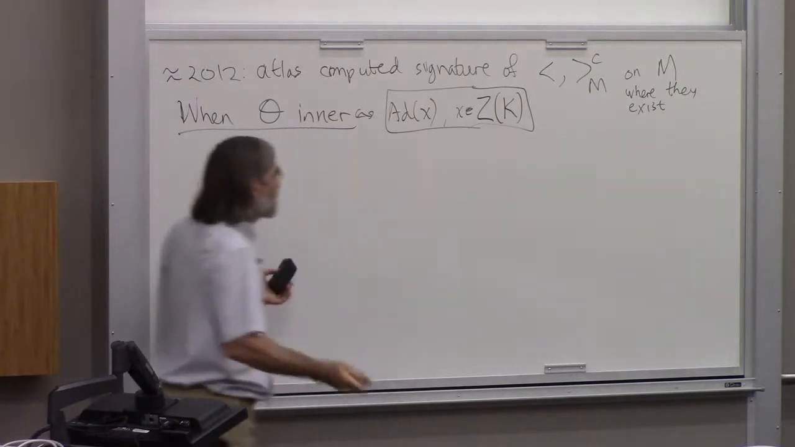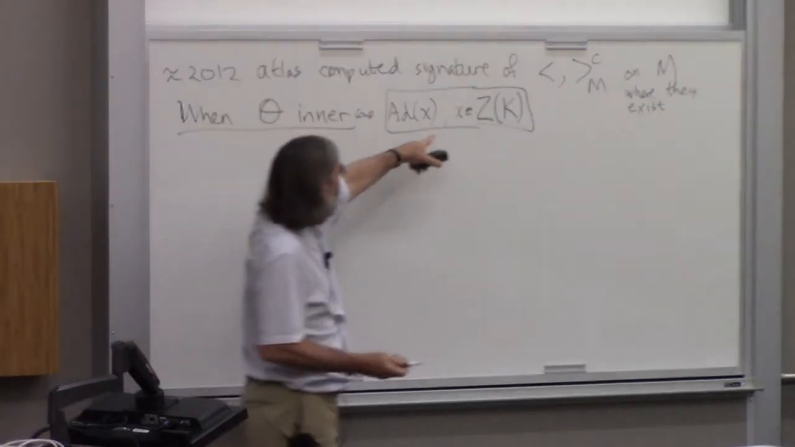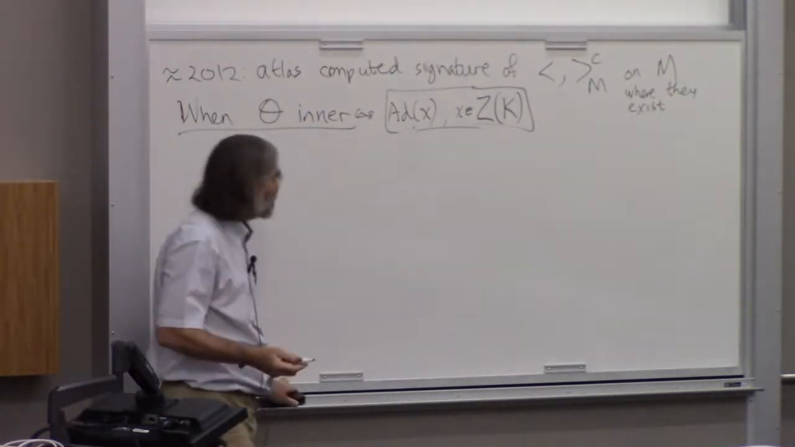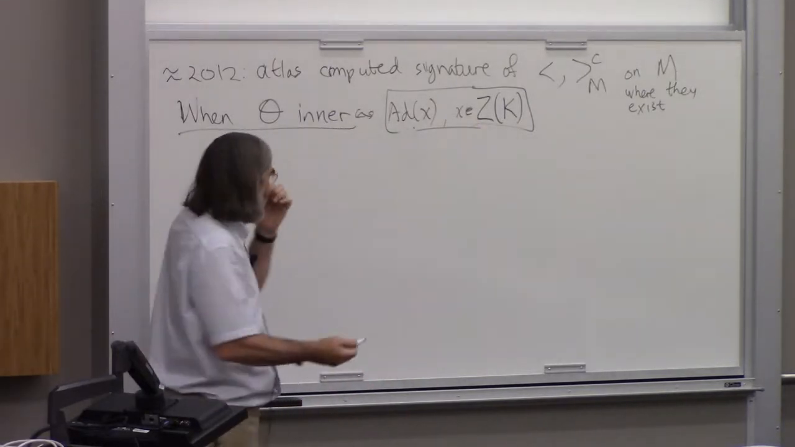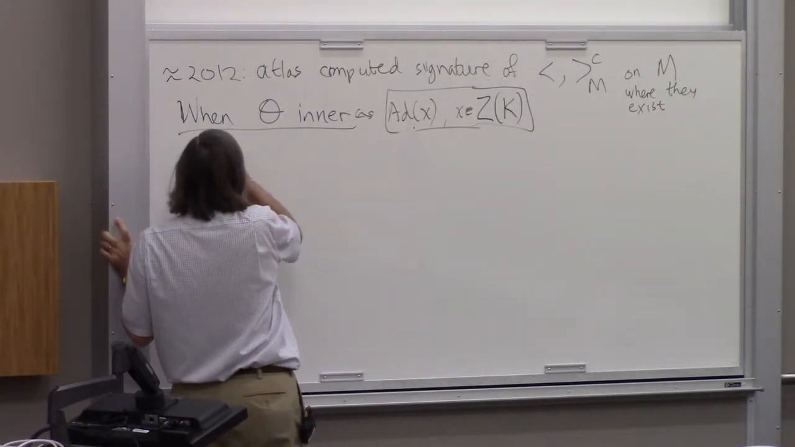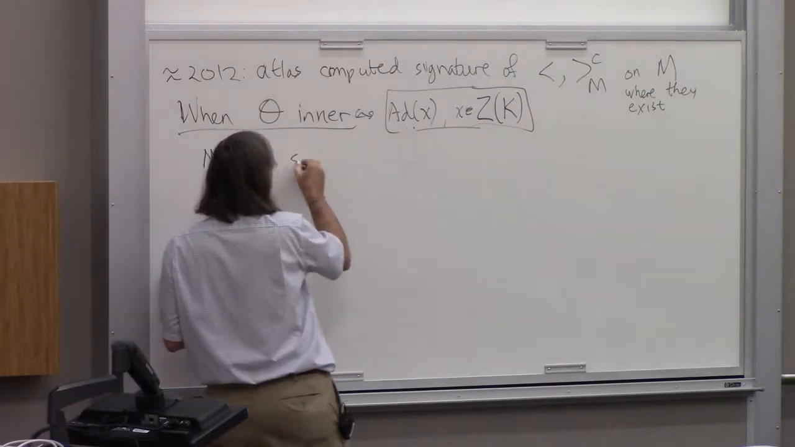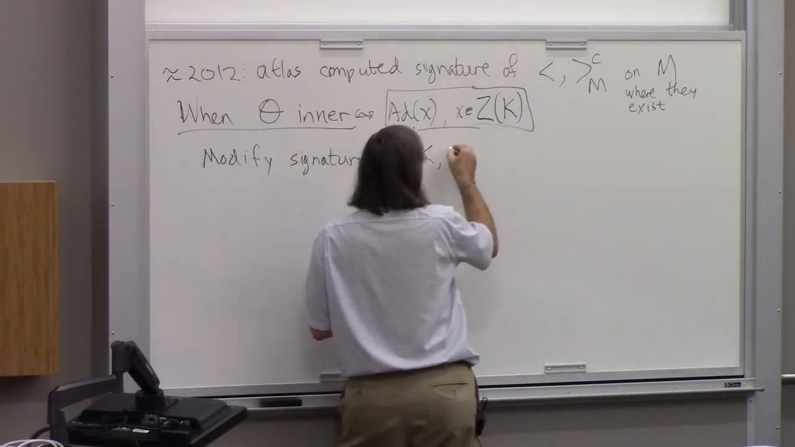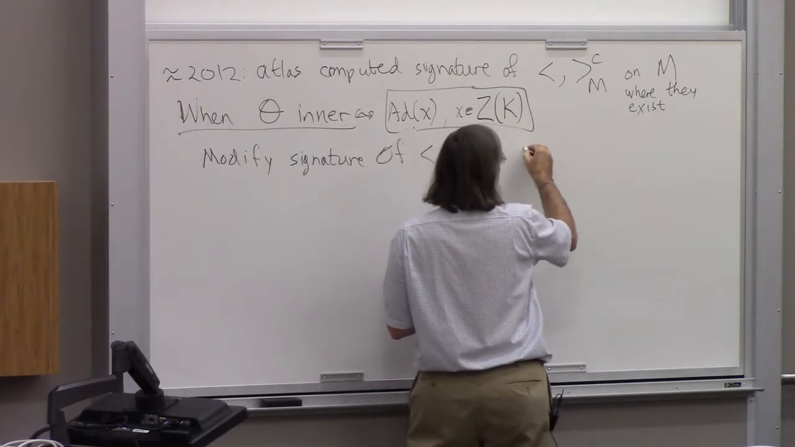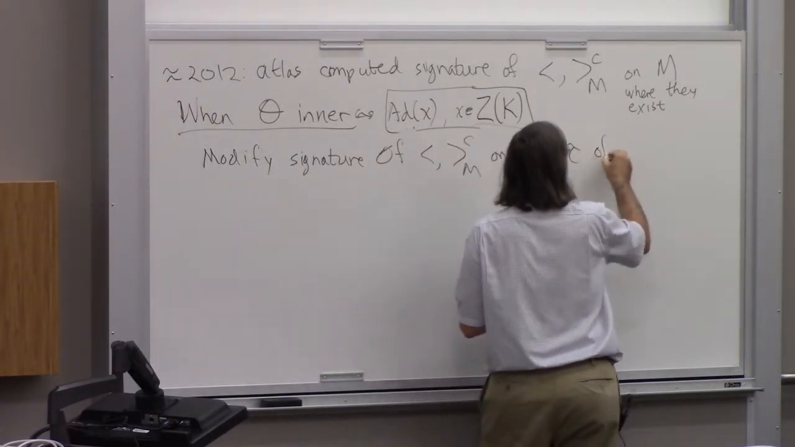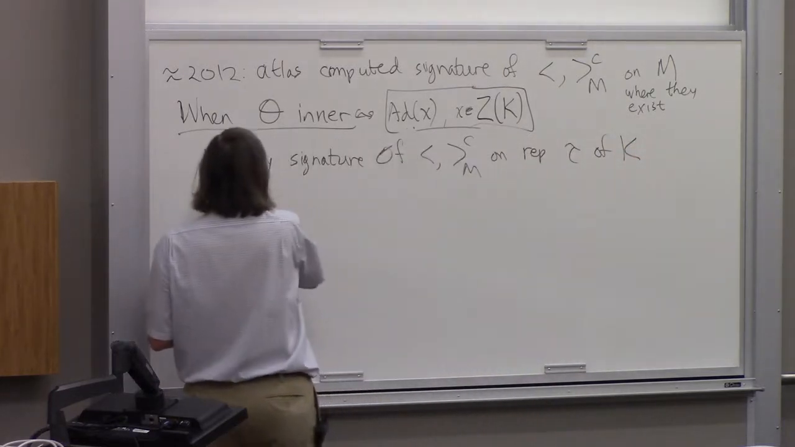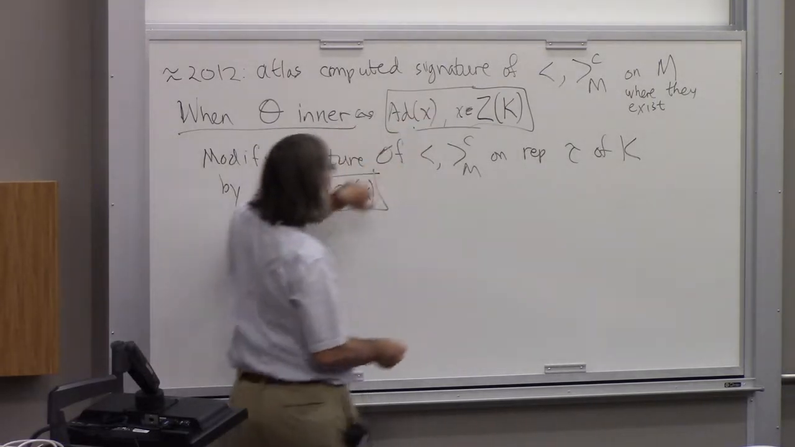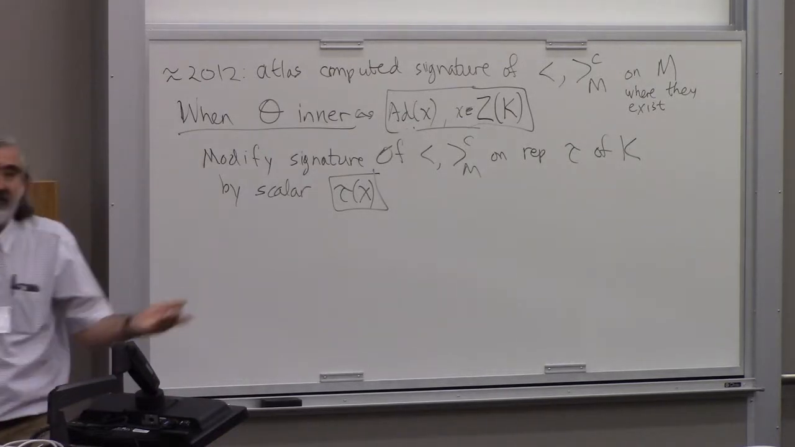If the adjoint action of x is going to define the Cartan involution, that's what I said, that was theta. The Cartan involution is trivial on K, so x should be in the center. And so you modify the signature of this form on the representation tau of K by the scalar tau of x. It's a central element. It acts by scalars. That's the argument.